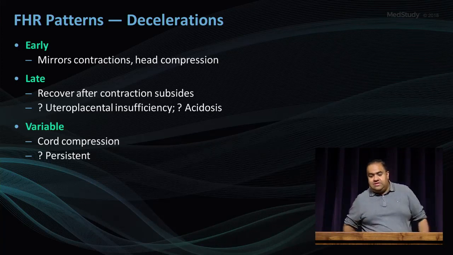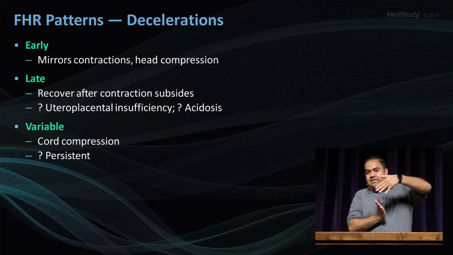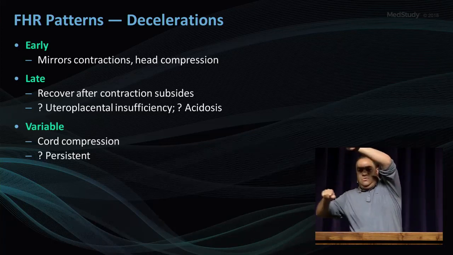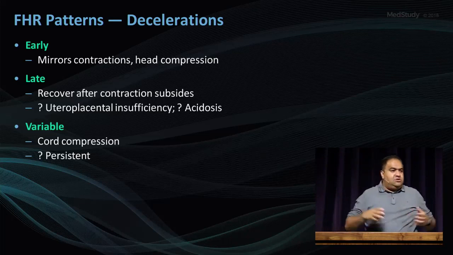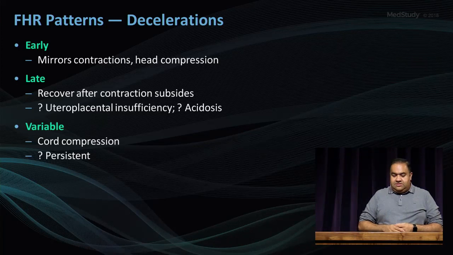So the early decels kind of mirror. As the contraction occurs, the heart rate will drop at the same time. And so it almost looks like a mirror pattern as you're watching it on the wave. And this is usually because the head is compressed within the area. You have variable decels, and this is probably cord compression that is ongoing.